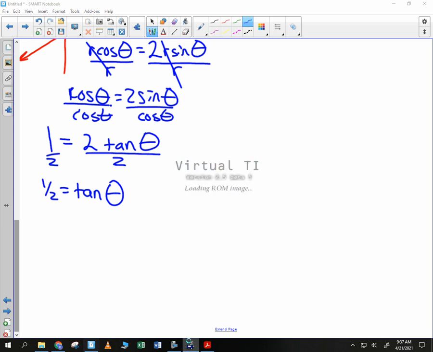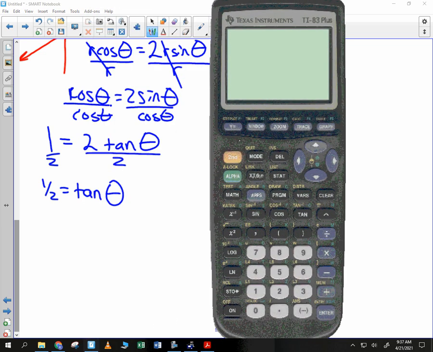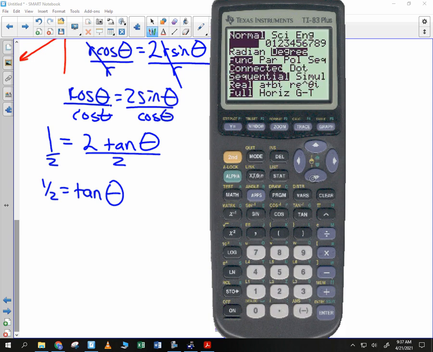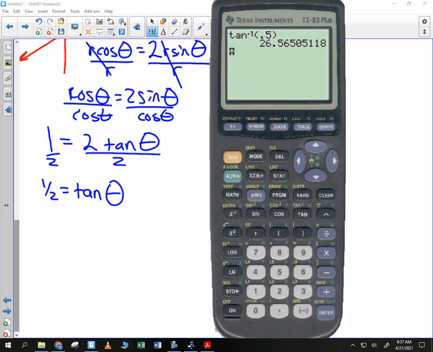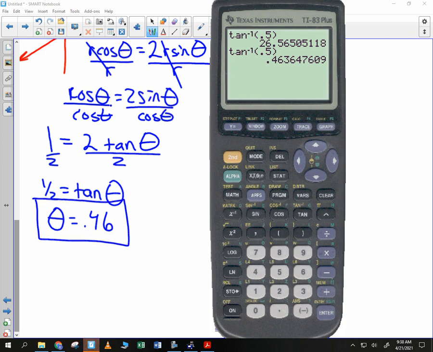Let's go to our calculator. We don't have a nice value for 1/2 for tangent, so let's type in tangent inverse of 0.5. And you can see you get 26 degrees. But when we work in polar form, we like to leave our answers in radians. So when I inverse, instead of degrees, I'll go to radians, and I take tangent inverse of 0.5 and I get 0.46. So in other words, theta is 0.46.